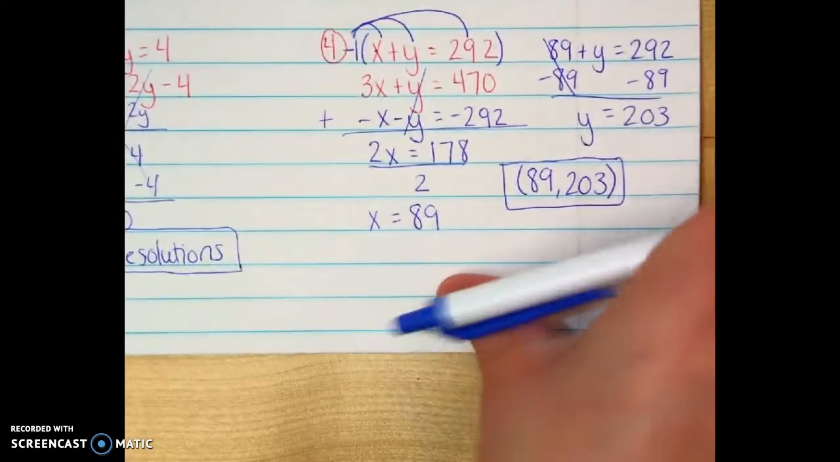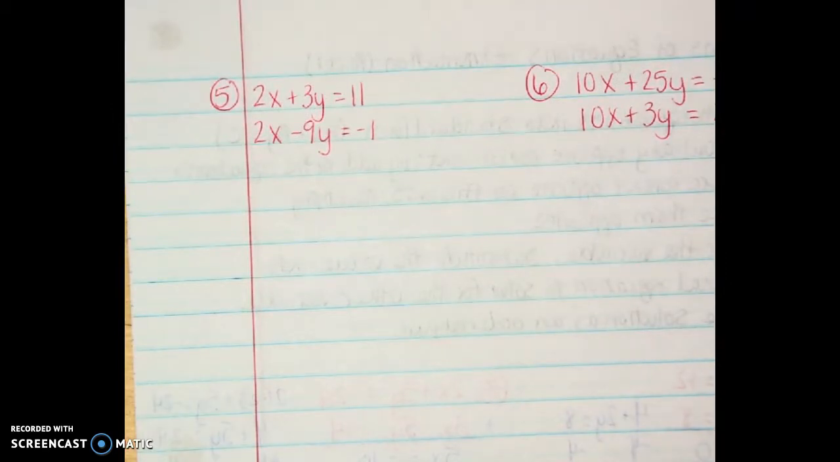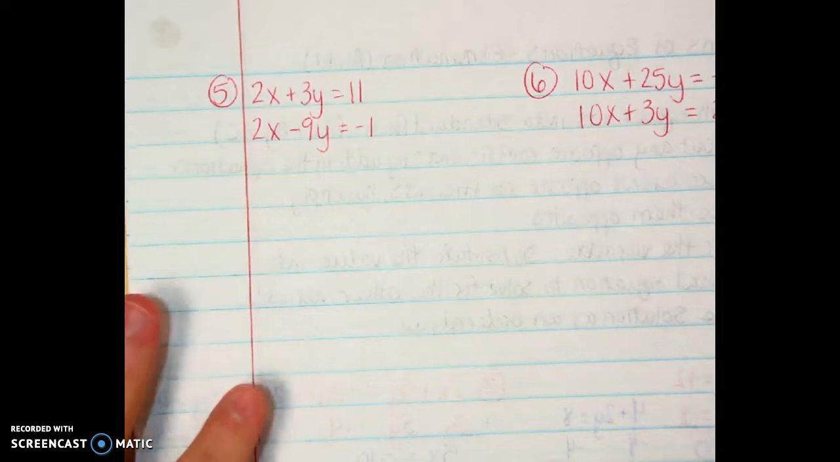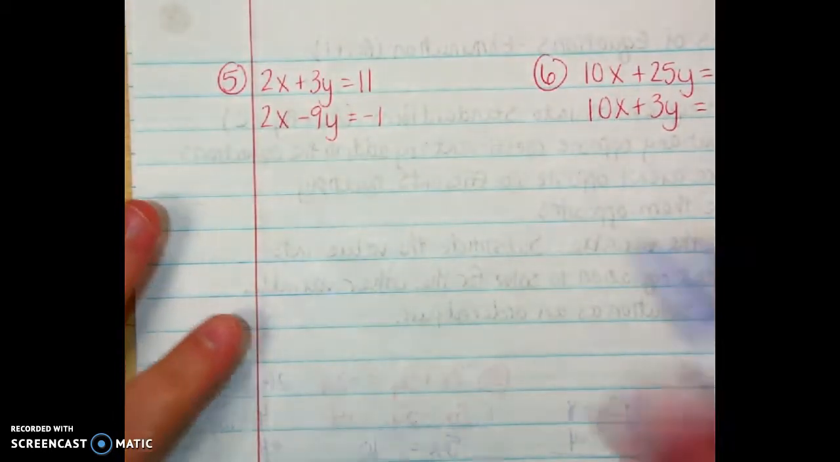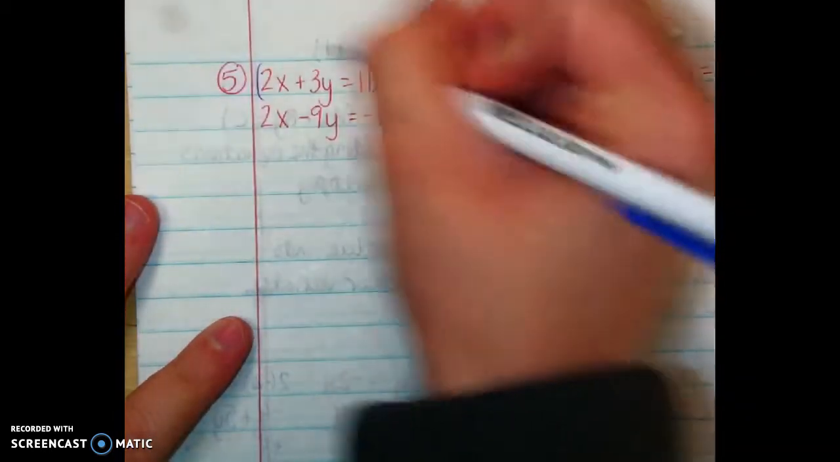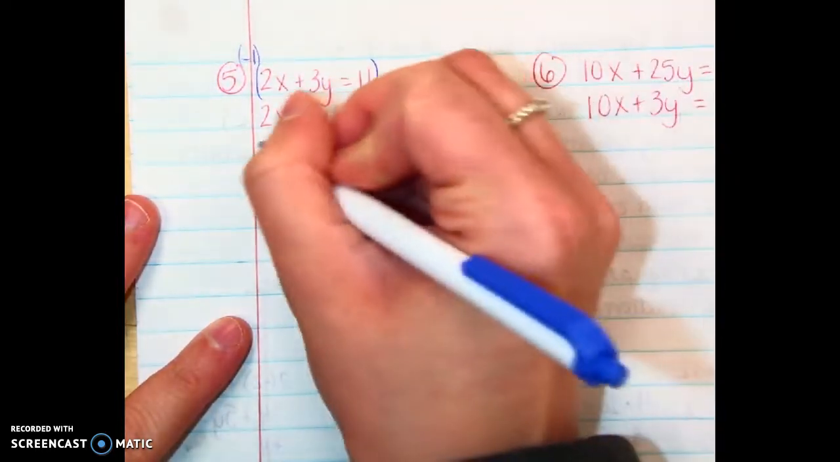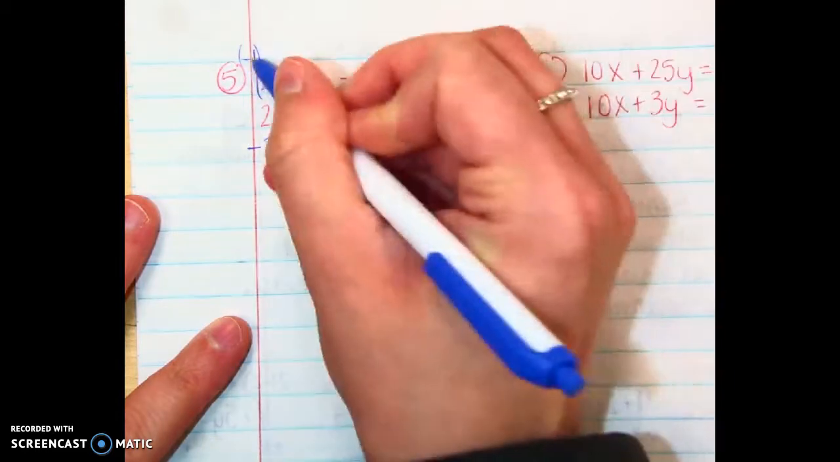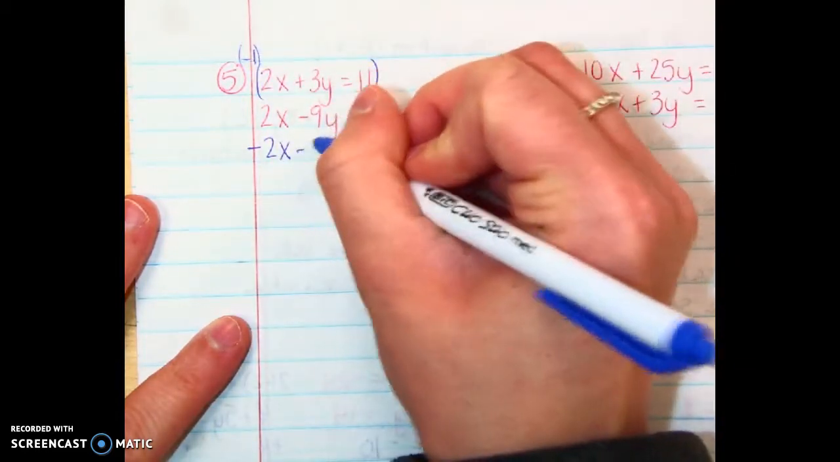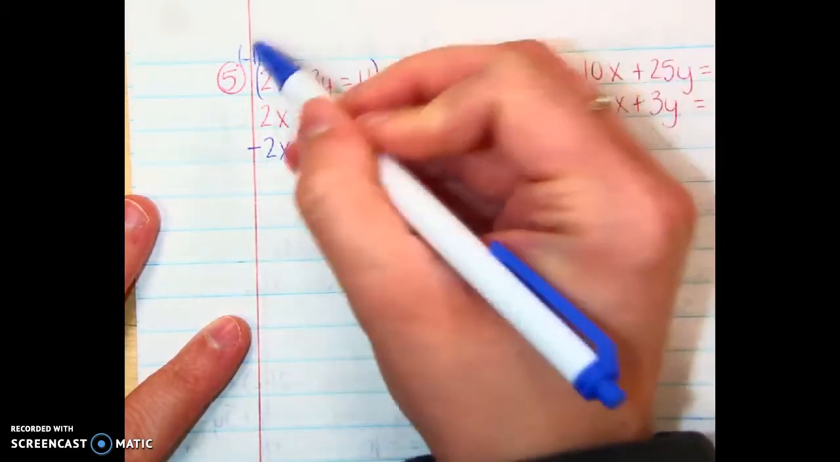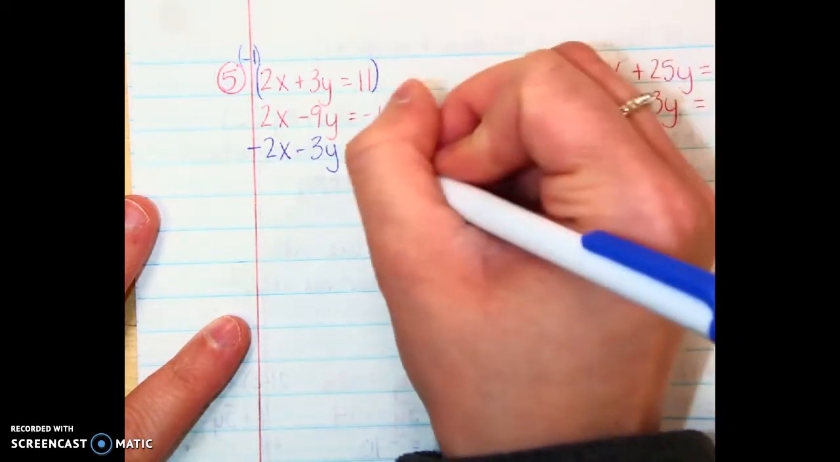Okay, I have two more. On this one, I have a 2x and a 2x, so I need to change one of them to a negative. I'll multiply the top by the -1. So -1 times 2x is -2x. -1 times 3y is -3y. -1 times 11 is -11.